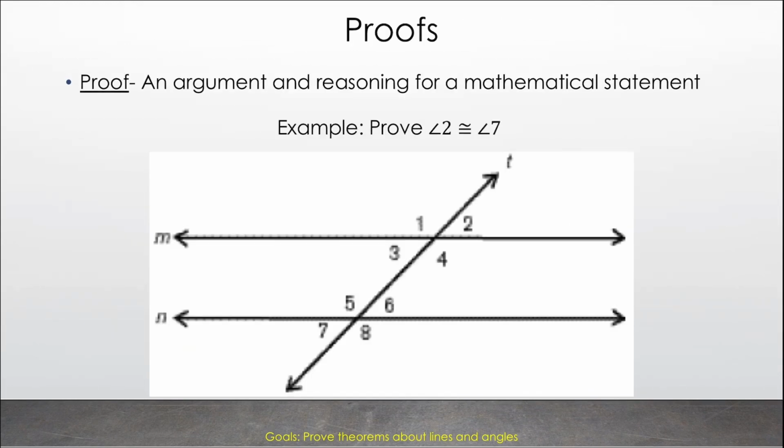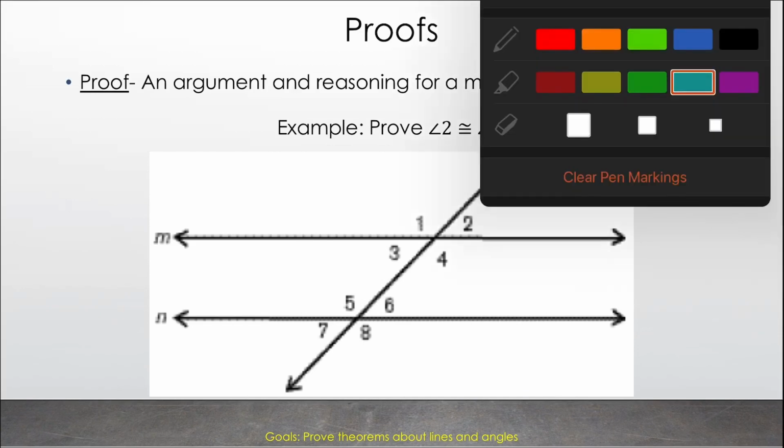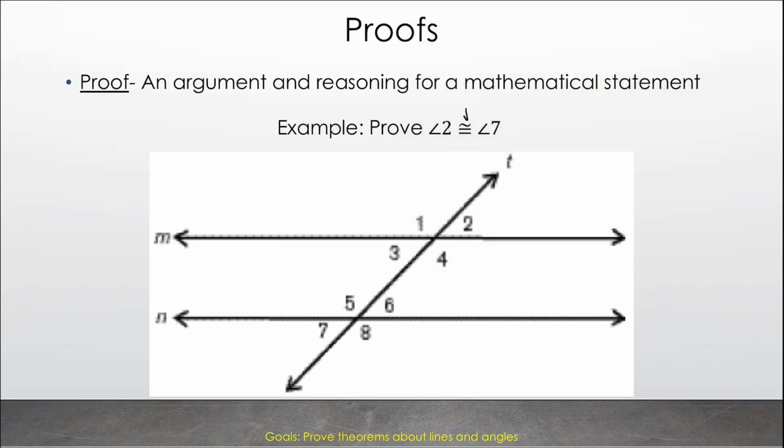Alright, so a proof is just an argument in reasoning for a mathematical statement. Example, prove that angle 2 is congruent to angle 7. Okay, this symbol right here means congruent, or equal, or the same.